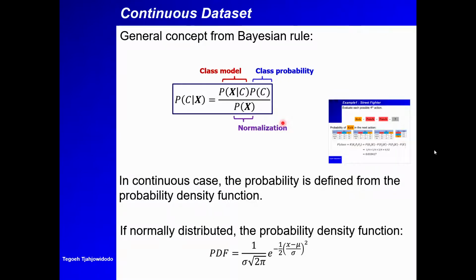If we assume normally distributed data, then in order to calculate the probability of each action, we have to rely on the probability density function. In the next example that we are going to discuss, let's just concentrate on normally distributed data. So we are going to use this probability density function.